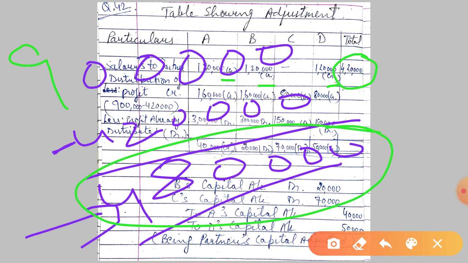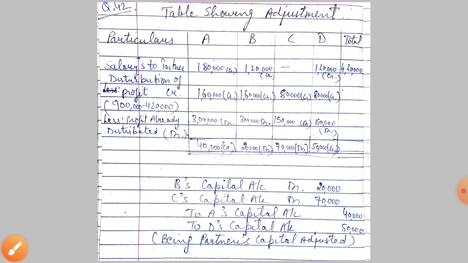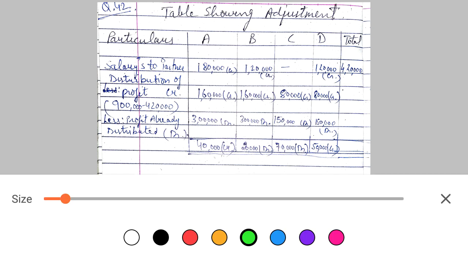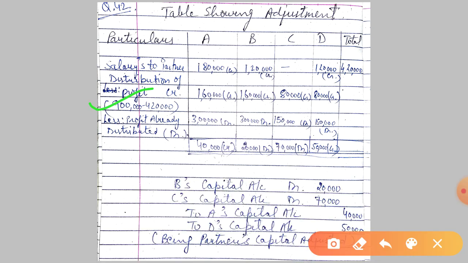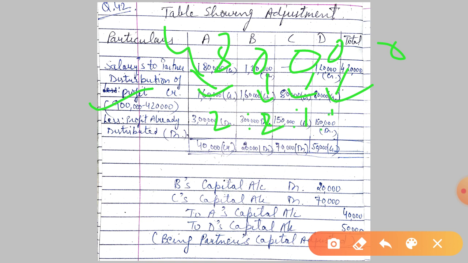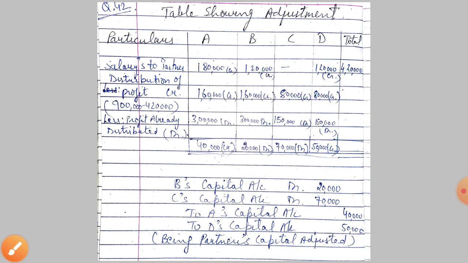So this 4,80,000 will be divided among the partners in the ratio 2 is to 2 is to 1 is to 1. See, is this clear? So this 4,80,000 is distributed among partners, 2 is to 2 is to 1 is to 1. Okay. Now, so this is divided, right?